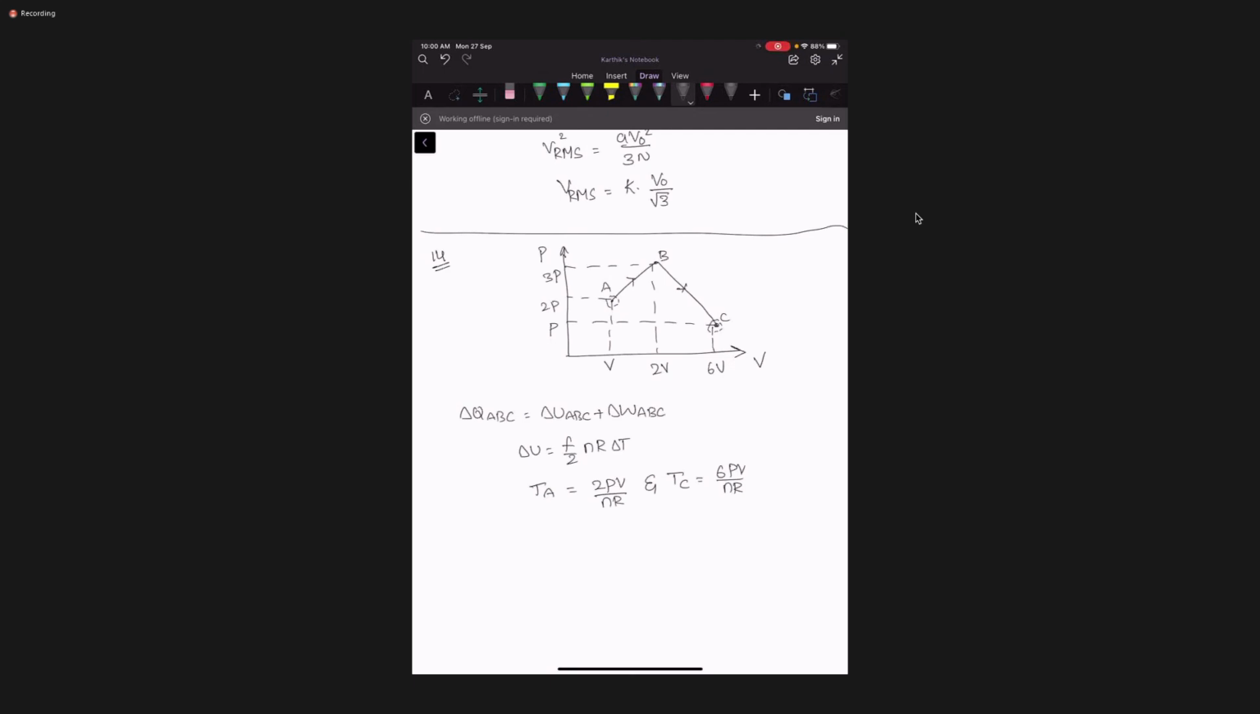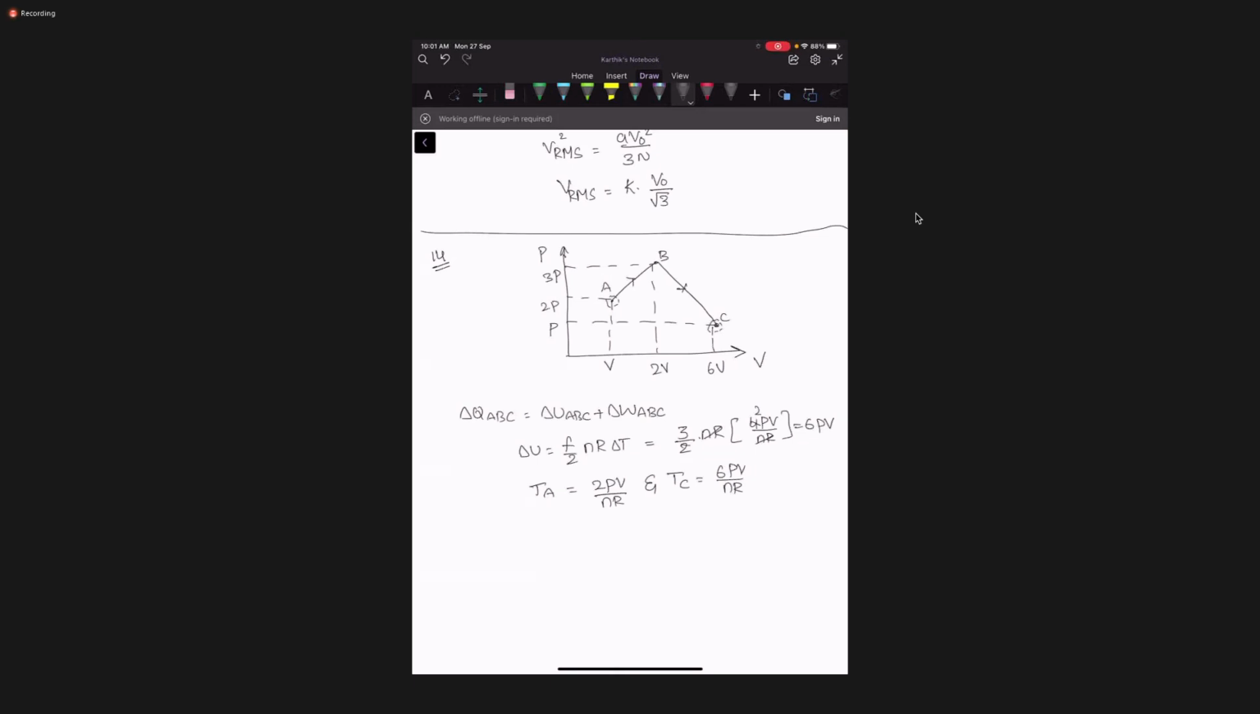So we can do first, 1 by 2 into, what is your degrees of freedom for a monoatomic gas? 3, right? 3 by 2 into what is the number of moles of the gas? It's not given, right? So nR into 4 PV divided by nR, isn't it? So it is 6 PV. 6 PV is your internal energy, right? Yes, sir. Change in internal energy is 6 PV.